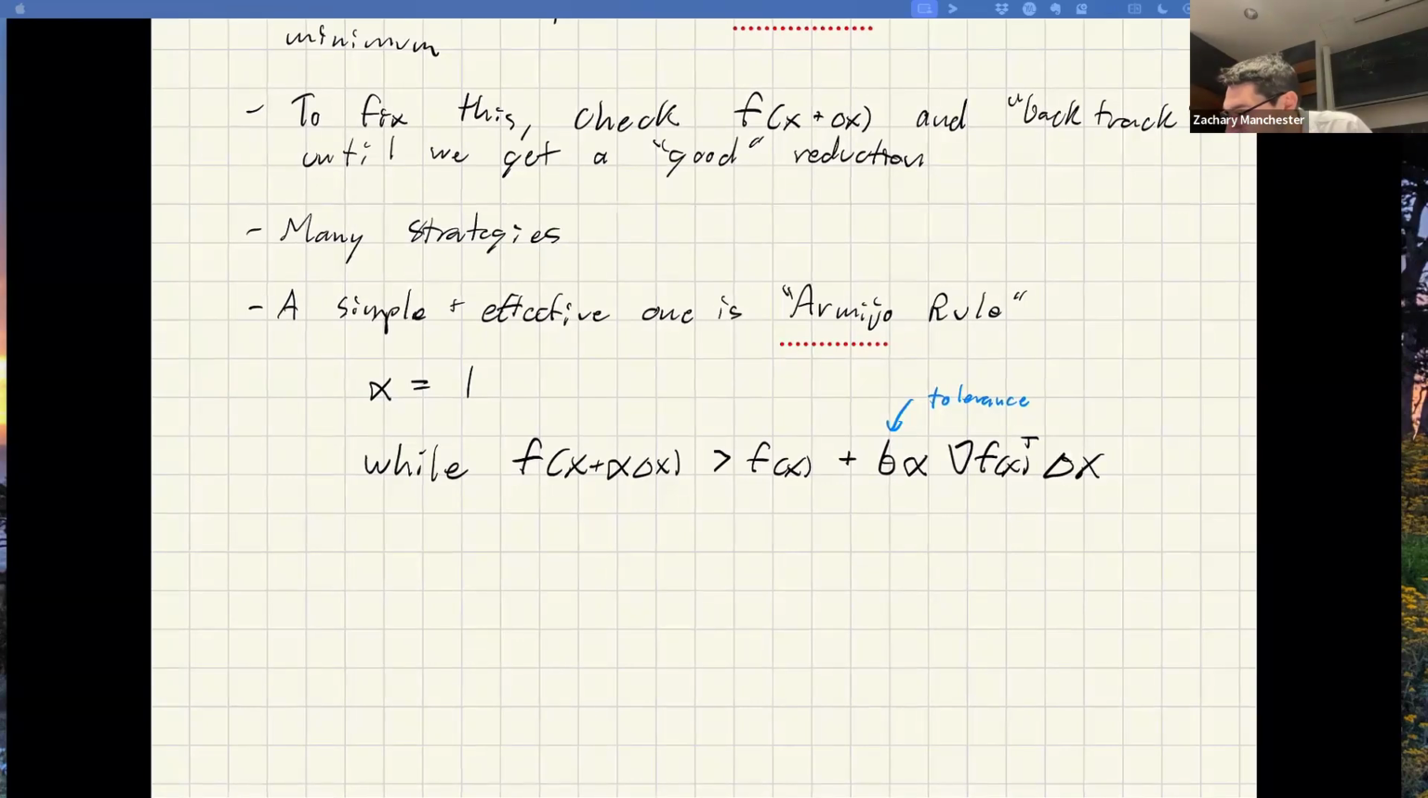So this whole thing is then kind of this expected reduction. I guess not the B part, right? The B is some fudge factor tolerance, but this whole thing over here is literally the expected decrease from a first order Taylor approximation.